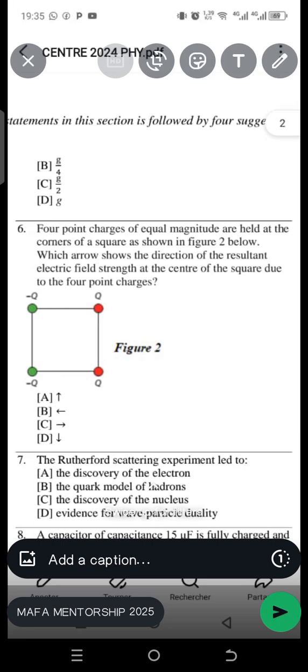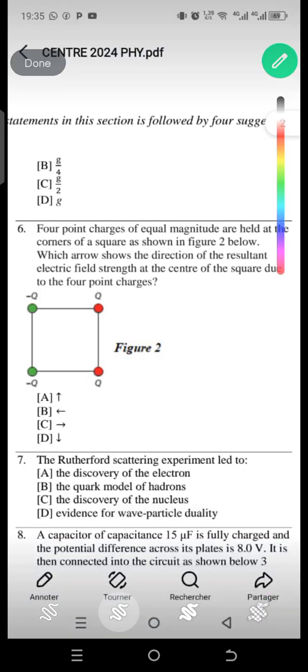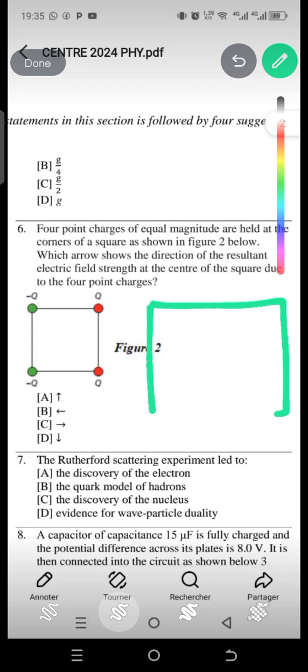So you have to know that if you want to get the direction of the electric field strength due to a positive charge, it always points away from that positive charge, and due to a negative charge, it always points towards the negative charge. So that's the first thing you have to note. So what happens is that, let me just redraw everything like this.